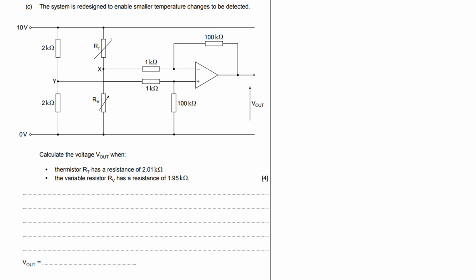Okay, bog standard potential dividers. So I know the voltage there. Don't need a calculator for that because look, 2K, 2K, it's 10 volts. We know it's 5 volts there. So Vy equals 5 volts. Vx equals potential divider 1.95 over the total resistance, which is 3.96, times your 10.